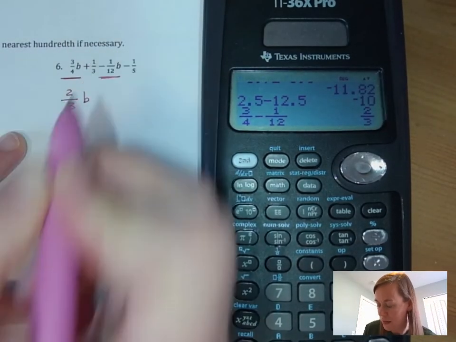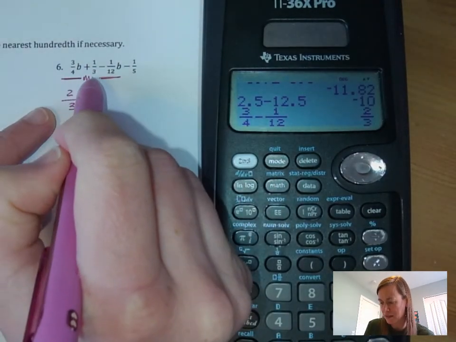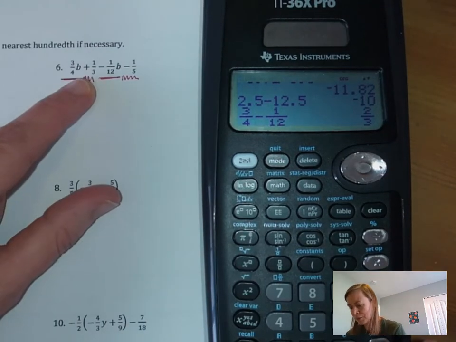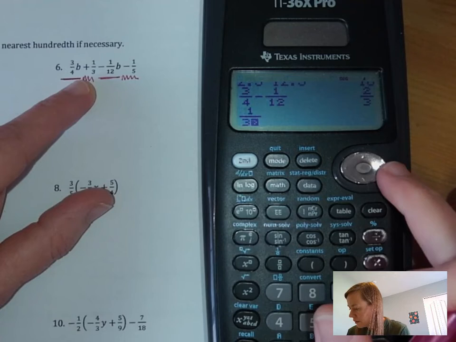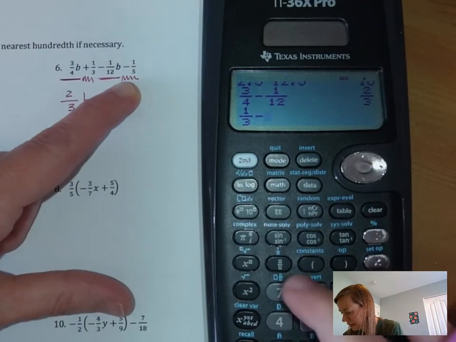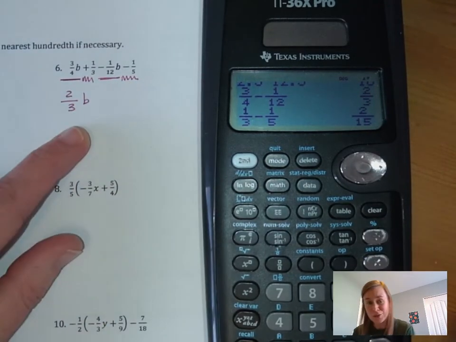And now we write down that b. So we have 2/3 b. Now what else do we have? We have a constant here and a constant here. So let's combine those. Again, with my calculator, I'm going to do 1/3 minus 1/5. And that's going to give us 2/15.